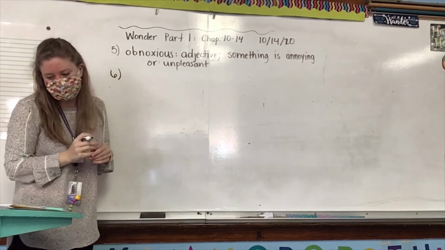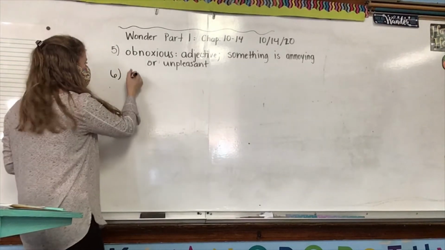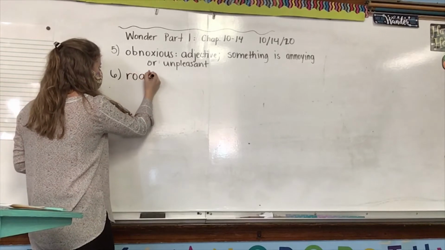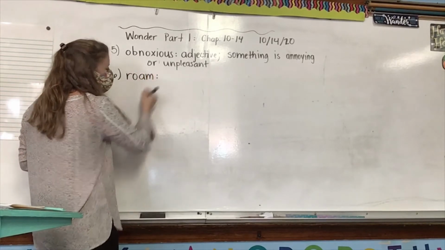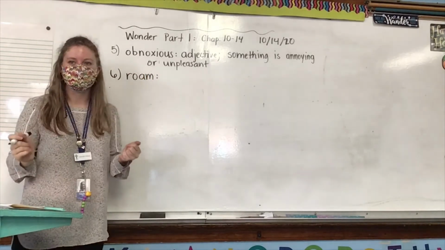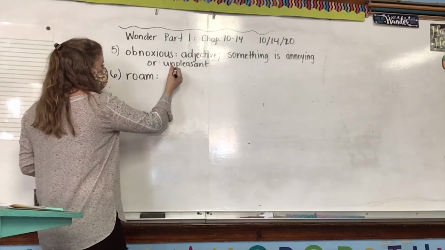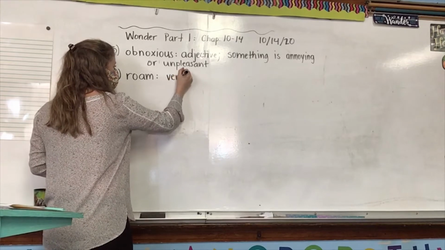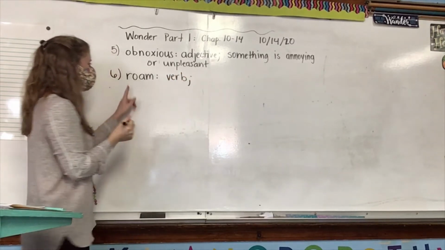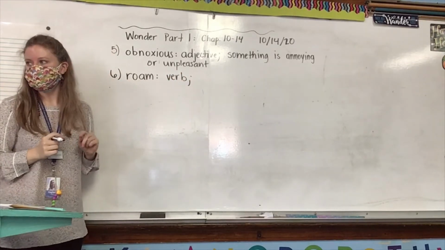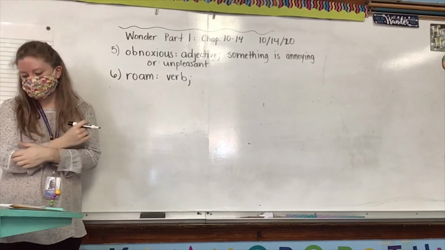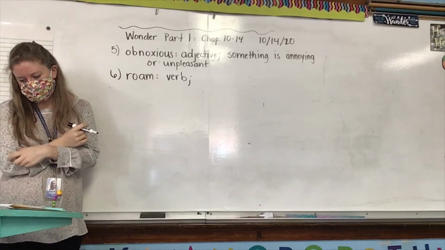Number 6 is the word roam. Now we've had this word a ton of times. Well, we've already had this word, but we're going to look at it again. The word roam. It is a verb. That means it's an action. R-O-A-M. It is a verb, which means it's an action.